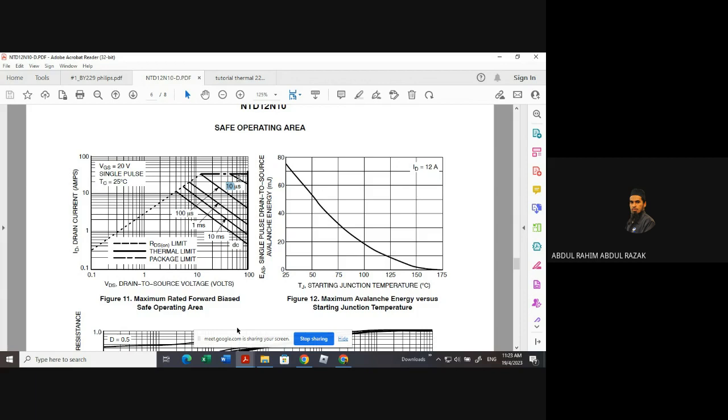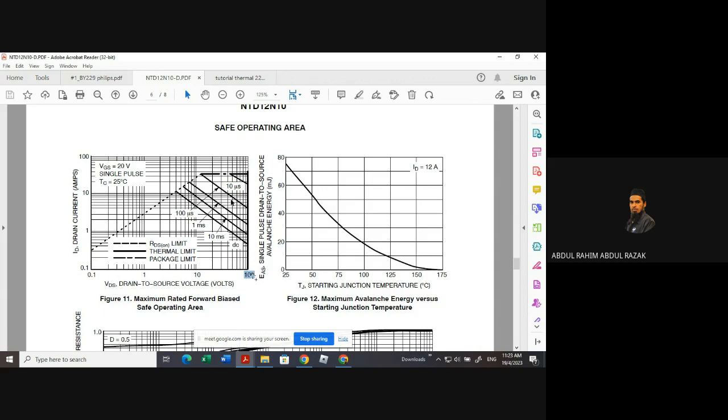What is it? 10 microsecond. 100 kilo. Just invert it: 1 over 10 microsecond. You get 100 kilohertz. Micro, not milli. 1 over 10 micro is 100 kilohertz. Okay. If you operate above 100 kilohertz, you can use 100 volt and conduct 12 ampere.